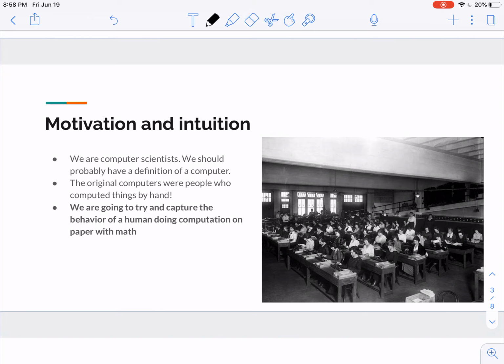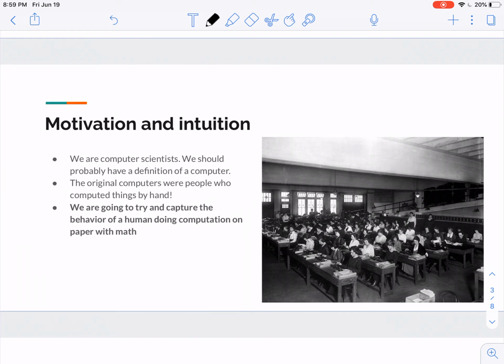All right, so let's talk about motivation and intuition. The motivation for a Turing machine is a model of a computer. And we're computer scientists, so we probably should define a computer, right? If we want to ask questions like what is computable by a computer, then we need some sort of model of a computer so that we can actually prove that computers can compute things or can't compute things. So that's a pretty basic definition that we might need.